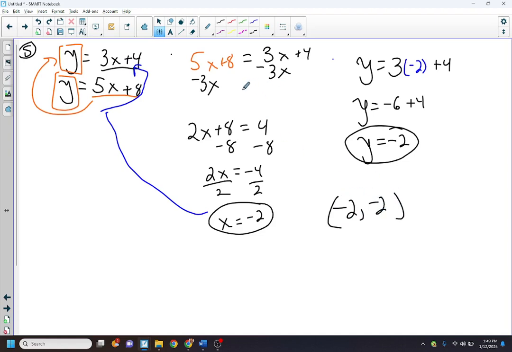For this question, I give 1 point for the correct substitution, 1 point for getting the correct x, and 1 point for the final answer. So it's a 5-point question.